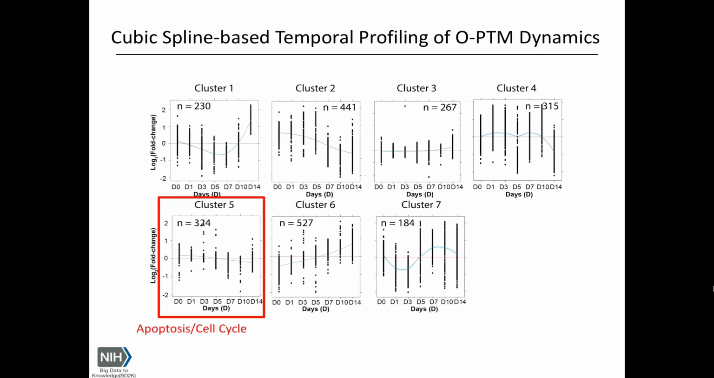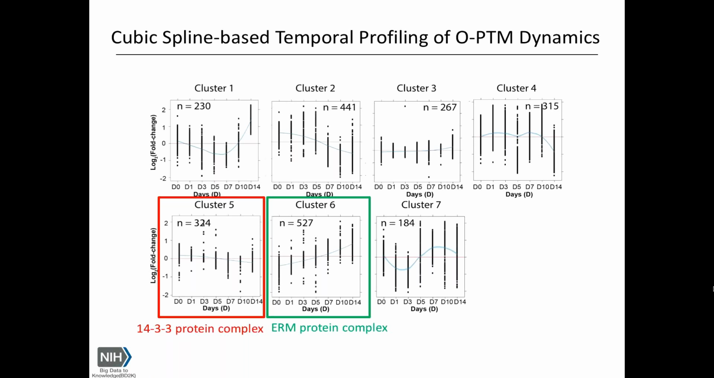So in particular, we would like to highlight cluster 5, which shows a trend of decreasing O-PTM occupancy following ISO over time. And we found that this cluster was enriched in the apoptosis and cell cycle pathway, whereas cluster 6, which shows an increasing trend, was enriched in the cytoskeleton organization.